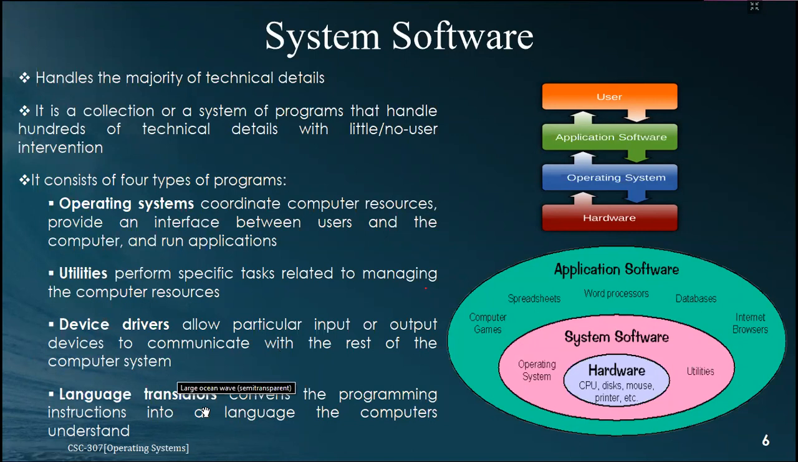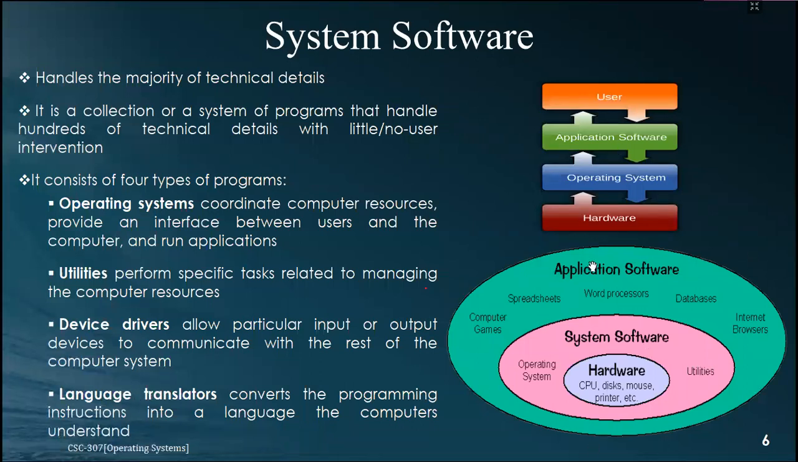And then we have language translators. A language translator converts the programming instructions into a language that the computer understands. So basically we have different programming languages: C, C++, Java, PHP, Python. The computer actually doesn't understand these languages. The computer only understands machine code, that is 0 and 1. So we use software like a compiler or an interpreter to translate those Java, C, C++ programs to basic machine code, and that's where the language translator comes in.